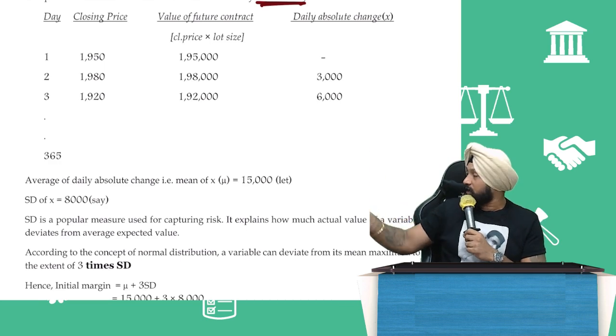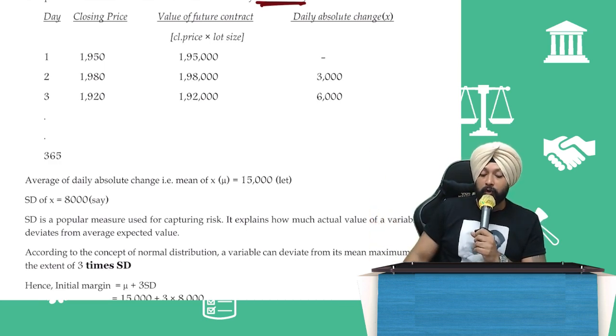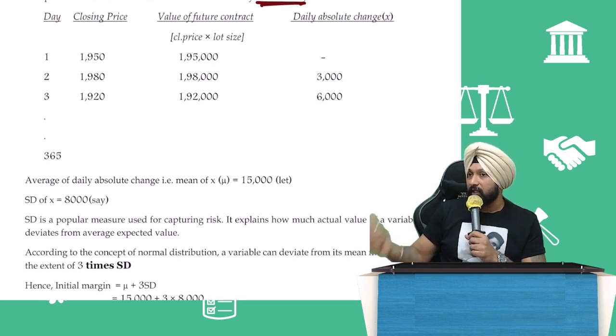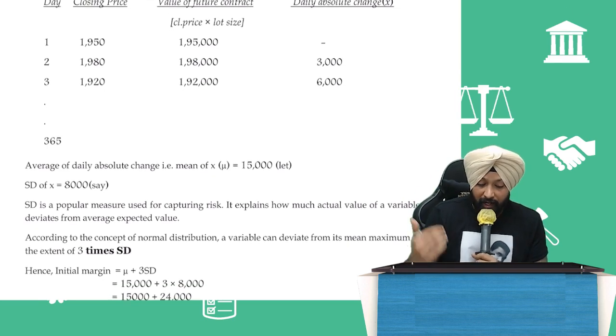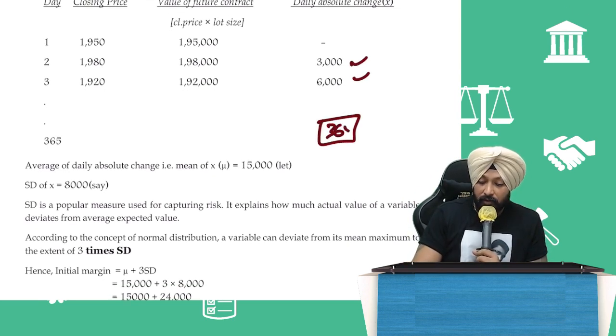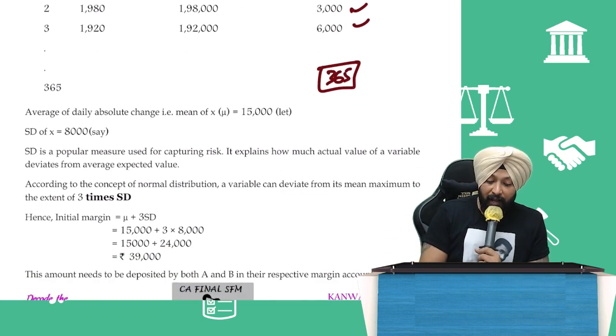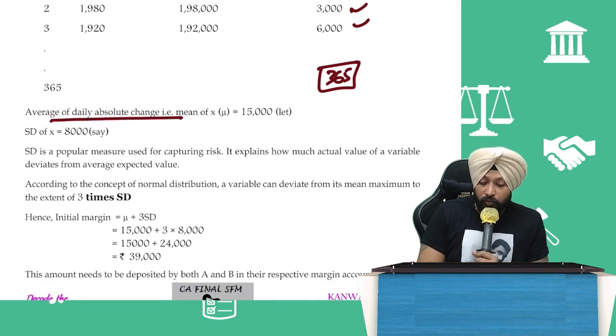So they take the closing price, the value of a future contract, because I told you for every contract the exposure is closing price into lot size. So they multiply that with lot size. Then they calculate something called daily absolute change, denoted as X. Every day, how much average change happens in one lot. They take the average of that for 365 days, and then they find the average of this X value, which we refer to as mu.